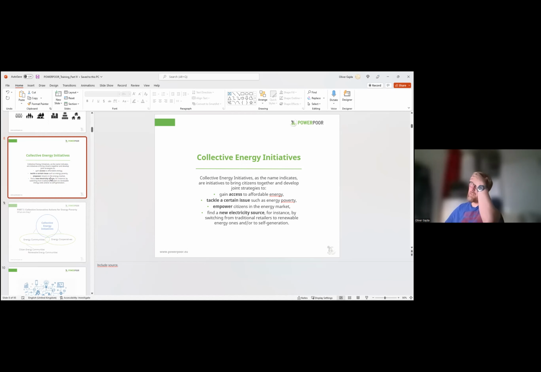So why do we want to do this, or why may people think that they should join the forces? They want to gain access to affordable energy. They may want to tackle certain issues such as access to energy, or for some people might even be energy poverty. They might want to have a better negotiation power, or reduce certain costs. And of course, they could find new sources of electricity depending on local law, through most likely a solar panel installation, but it can be other things as well, of course.